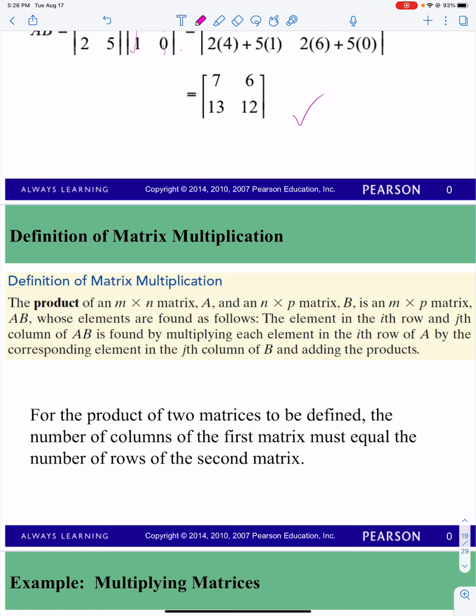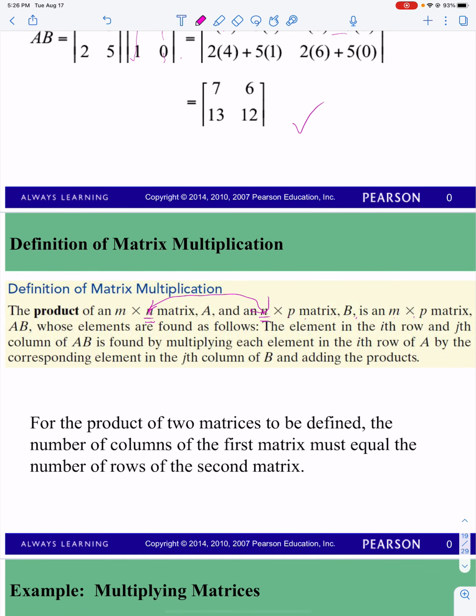Okay, so for the definition of matrix multiplication, from what we just noticed, the product of an M by N matrix A and an N by P matrix B is the M by P matrix AB. So what did you notice? Here is N, here is N. In order to make this multiplication happen, the number of columns here has to be the number of rows here. Are you with me? So this is very important.